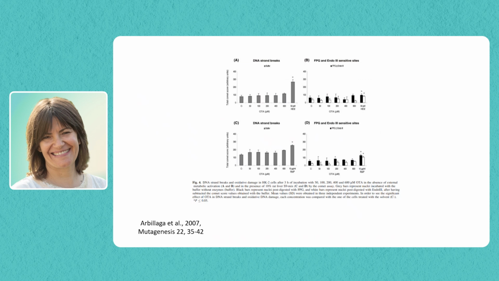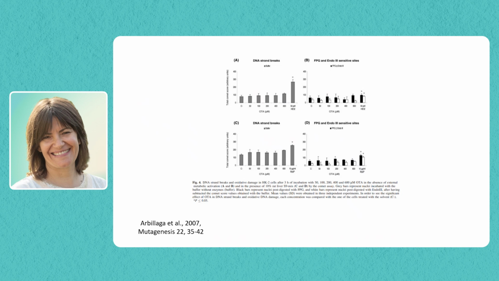Well, here we have some graphs. Okay, this is HK2 cells. It's kidney cells. We treat them with ochratoxin A. It's a mycotoxin. It's a food contaminant. Okay, so we treat them. We use different concentrations of this mycotoxin. Time of treatment, if I remember correctly, is 3 hours of incubation. And this is our positive control.